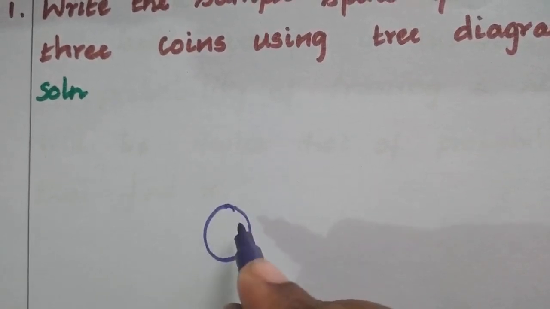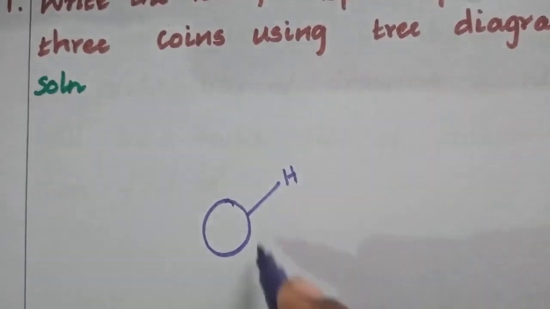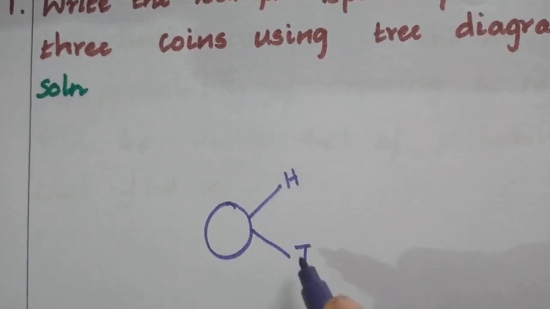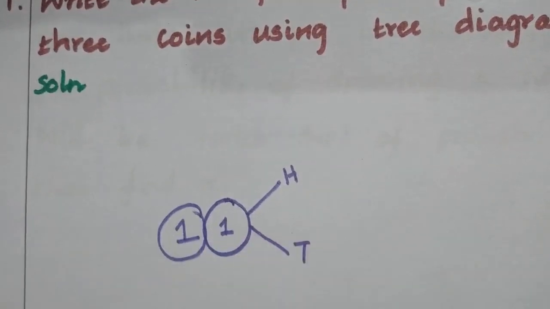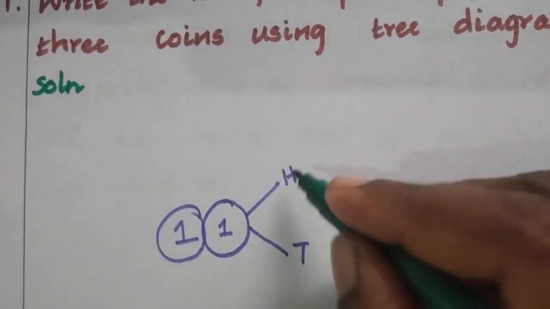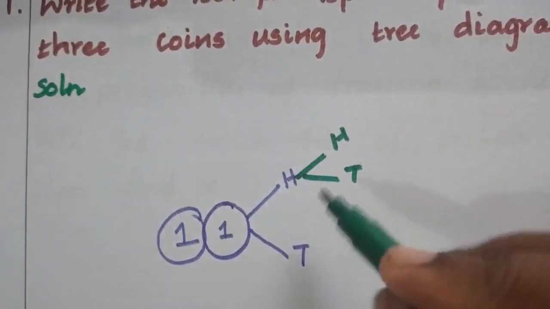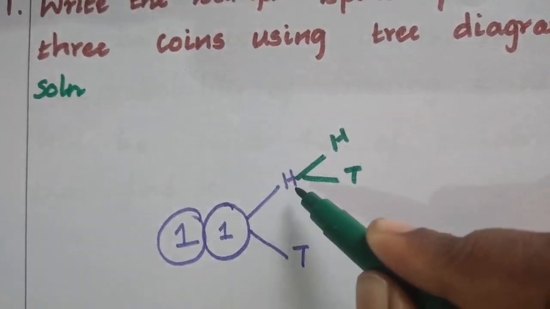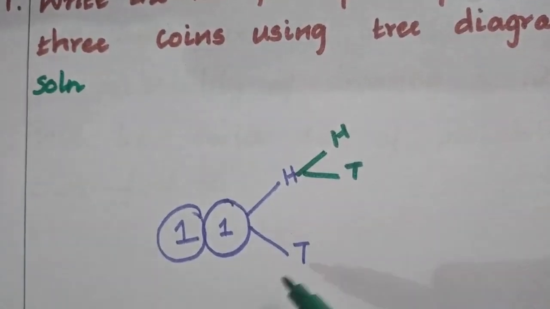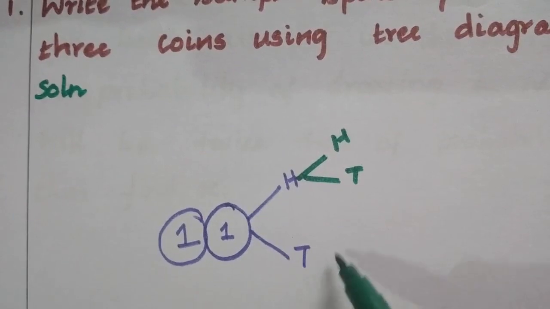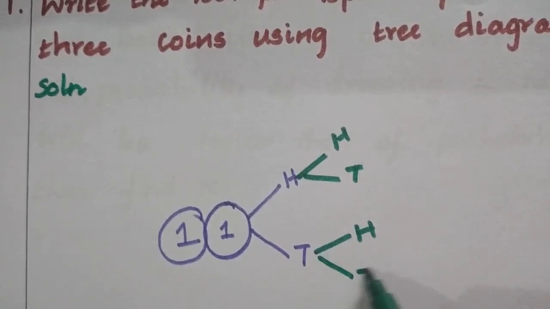Suppose you are tossing a coin, what are the possible outcomes you will get? Yes, you will get either a head or a tail. When we toss 2 coins, from this you will get head or tail. If there is a head in the first coin, the second coin you may get a head or a tail. Similarly, if you get tail in the first coin, in the second coin either you can get the head or you can get the tail.